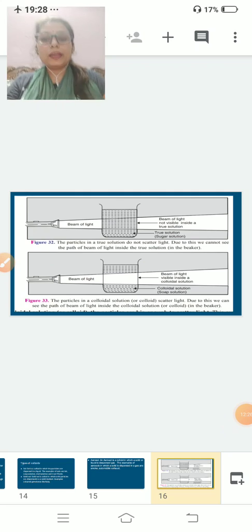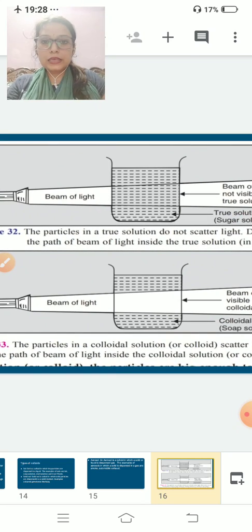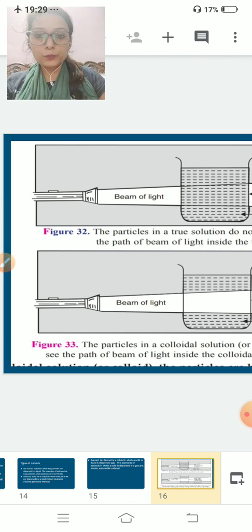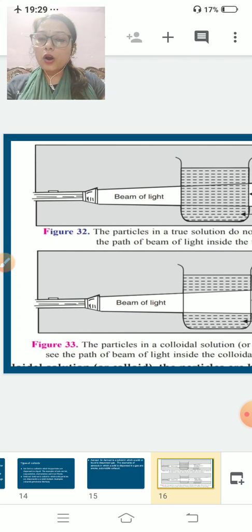Now, this image shows the Tyndall effect. Clear? See, this is a beaker. In the beaker, you will take a solution. Solution means, tell me fast, a true solution. Clear? That means the solute and solvent completely mix with each other. The particles should be stable. Clear? Now what you will do, you will take a torch. You can do this activity at your home. Take a torch and just switch it on. Clear? What will happen? A beam of light will come.